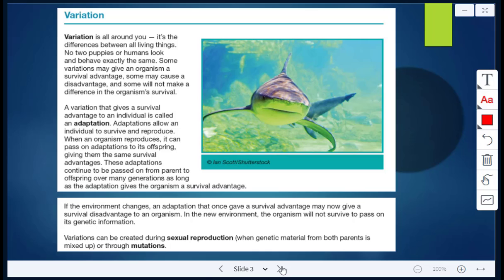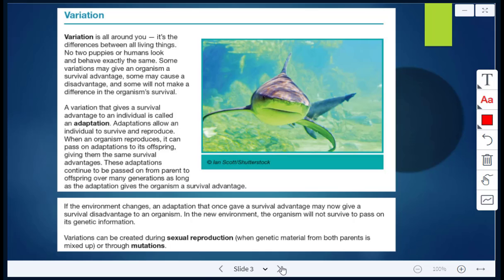So a variation that does give a survival advantage to an individual is called an adaptation. And these adaptations allow an individual to survive and reproduce. And then when that organism reproduces, it's going to pass on those adaptations to its offspring, giving them the same survival advantages. And then these adaptations will continue to be passed on from parent to offspring over generations, as long as that adaptation gives the organism a survival advantage.